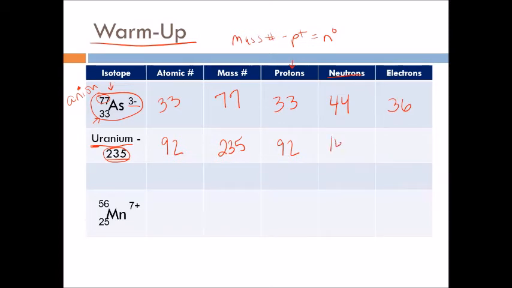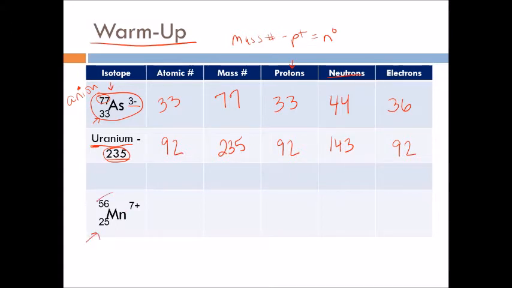Yes, 143. Very good. And what do we say about the electrons here? Is this an ion? Does it show us anything about the charge? No, so this would not be an ion. This is just a regular isotope atom of uranium. What would be the electron number for this particular atom of uranium? 92. Very good.